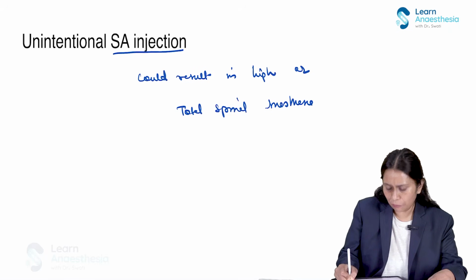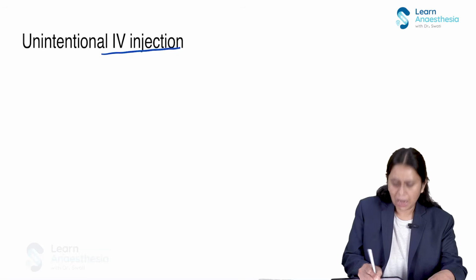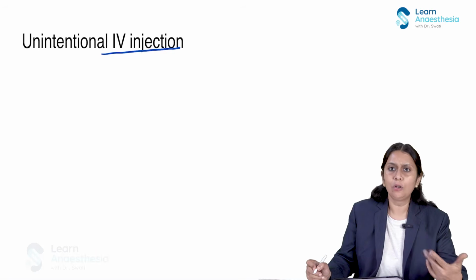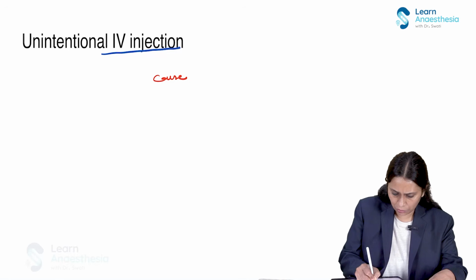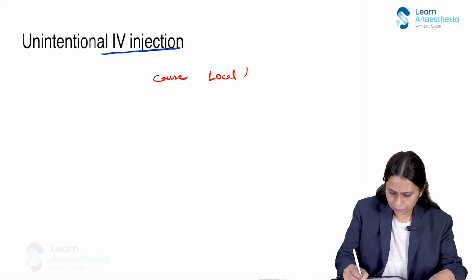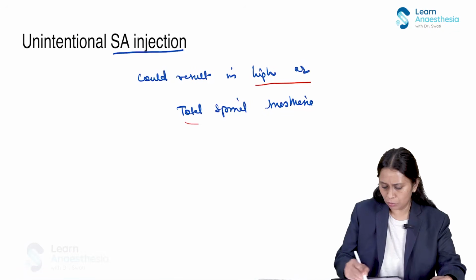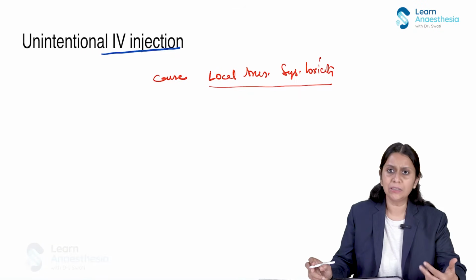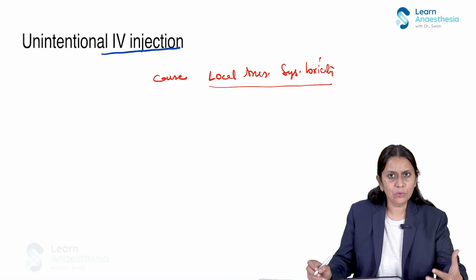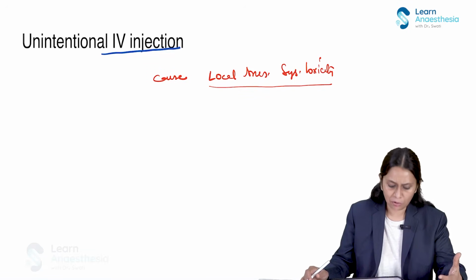And if we give the drug and the catheter is in the intravascular space, then what will happen? The unintentional IV injection would cause local anesthetic systemic toxicity. This can also be life-threatening. Both high or total spinal anesthesia and local anesthetic systemic toxicity can be fatal. So that's why we use an epidural test dose to detect whether the catheter is safely in the epidural space or not.